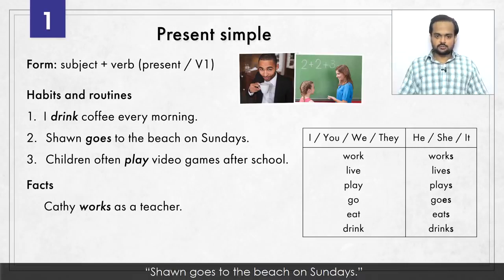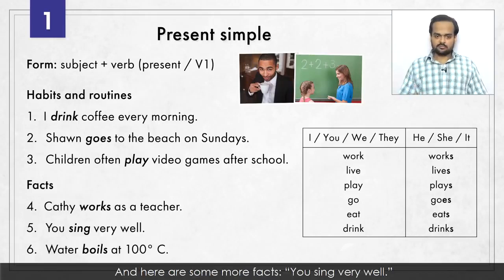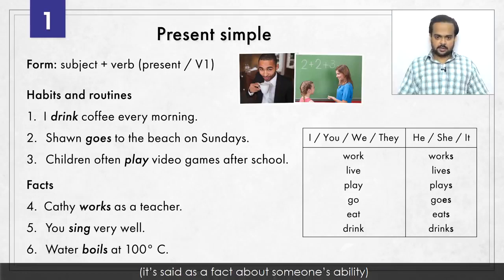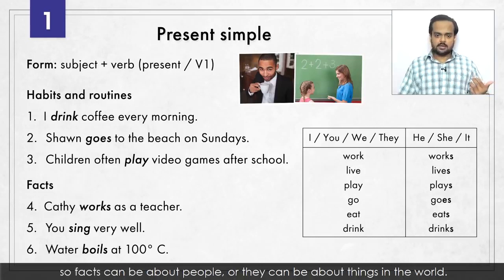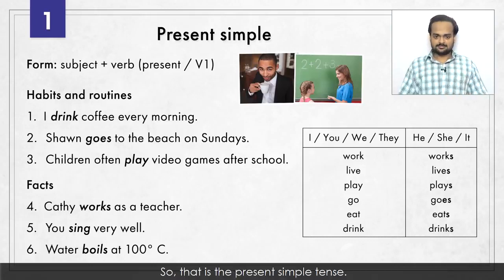Sean goes to the beach on Sundays. Children often play video games after school. And here are some more facts. You sing very well. It's said as a fact about someone's ability. Water boils at 100 degrees Celsius. Notice that this last sentence is a fact about the world. So facts can be about people or they can be about things in the world. So that is the present simple tense.